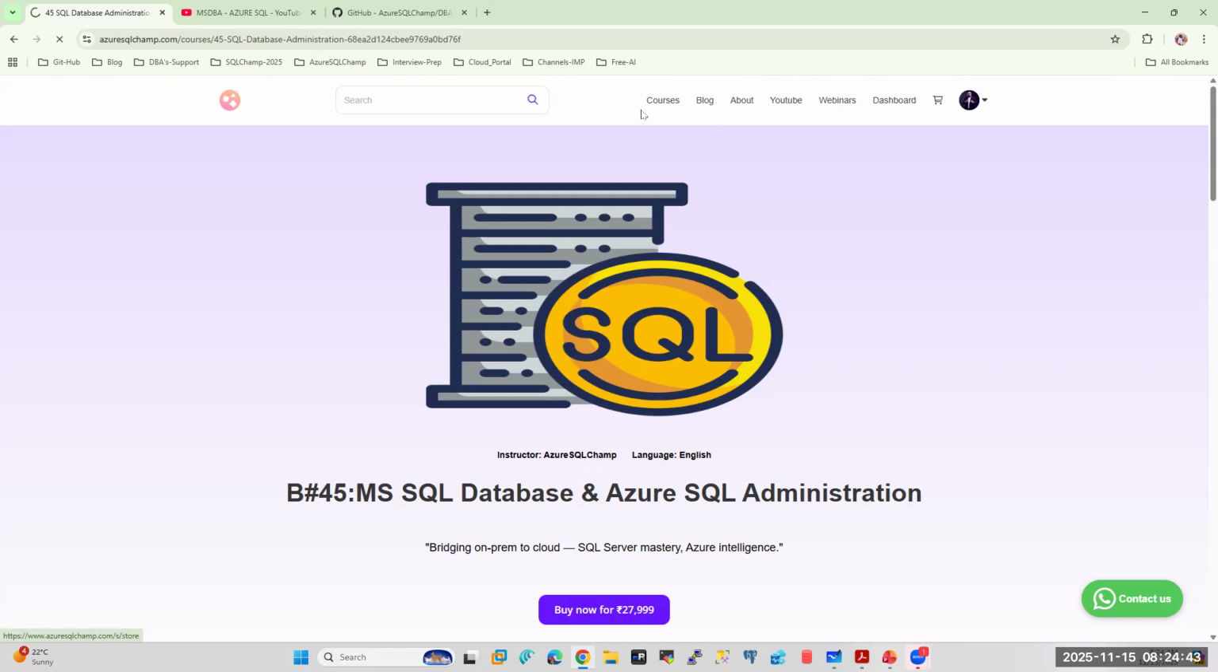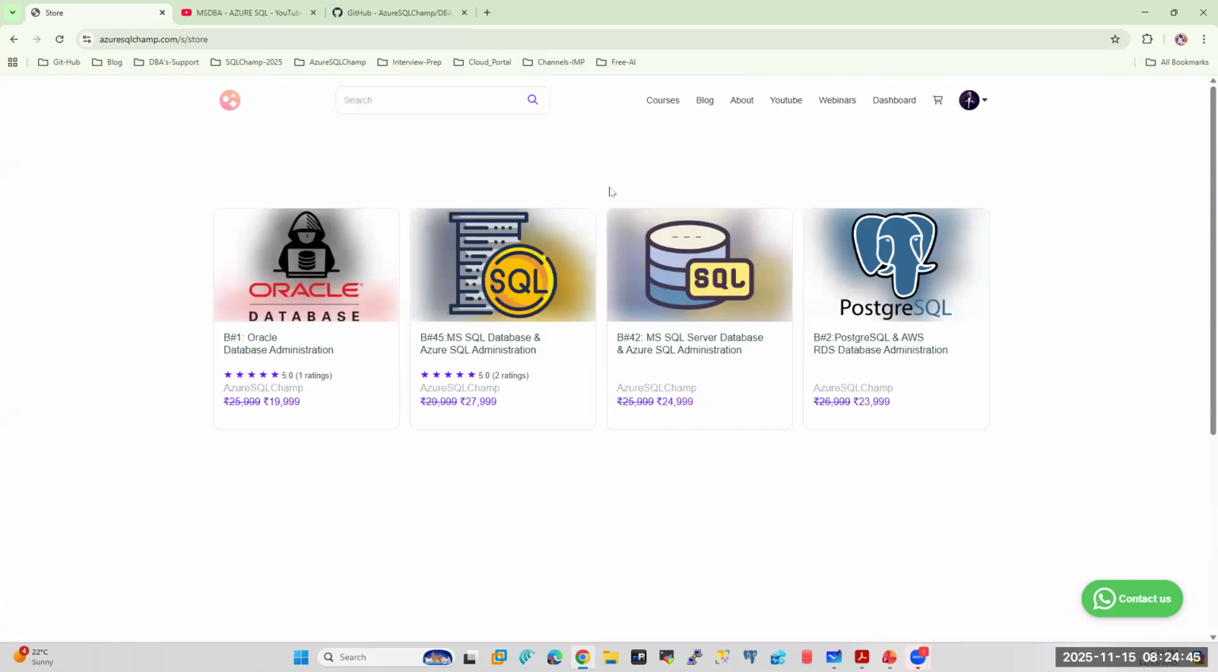For example, you are good at SQL. Hey Subbu, I wanted to go for Oracle. You will find Oracle. Hey, I'm good at Oracle, I wanted to go for Postgres. You can go to Postgres. Hey, I'm good at Postgres, I wanted to go for MongoDB.